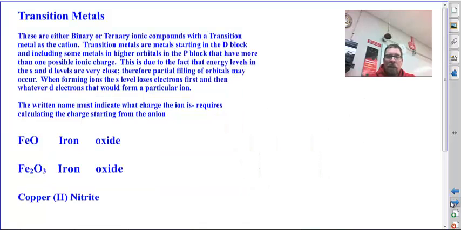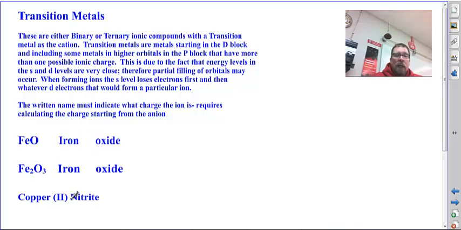And I'll give you an example right here. So here's our explanation. They are binary or ternary ionic compounds with a transition metal as the cation. Transition metals are those metals starting in the D block and including some metals in the higher orbitals of the P block. And they have more than one possible ionic charge due to the fact that those energy levels are very close. You may have partial filling for stability, and that changes your S and D electrons and the electrons that you can lose.